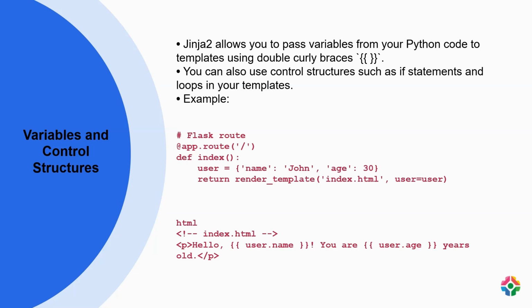For example, in a Flask application, a route can pass a dictionary, such as user equals name, John, age, 30, to a template using render_template. In the corresponding HTML template, variables from the dictionary can be displayed using user.name and user.age. This approach streamlines template design and rendering, fostering the creation of dynamic web content.